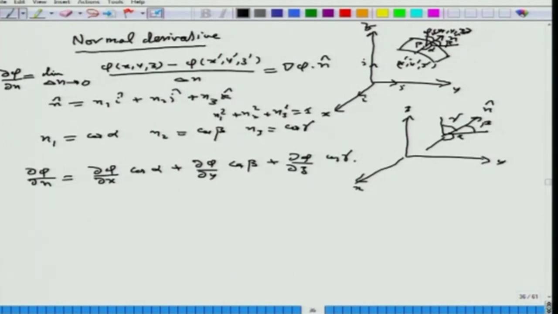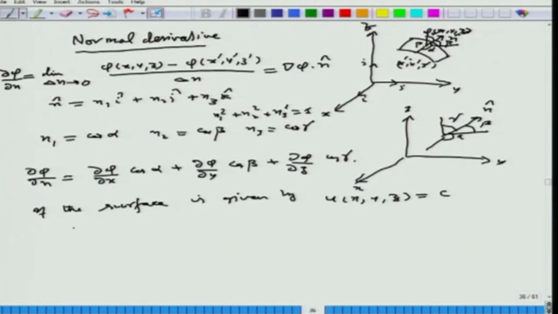If the surface is given by z equal to some function of x, y, then we know the normal. Or in terms of u(x, y, z), let us say if we give it as u(x, y, z) equal to some constant c, and if we can solve it for z explicitly, we can express this z as a function of x, y also.